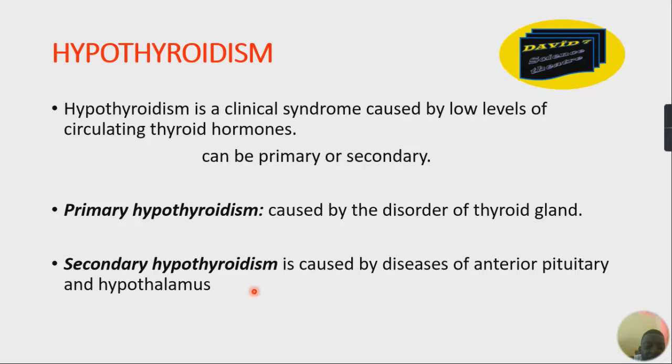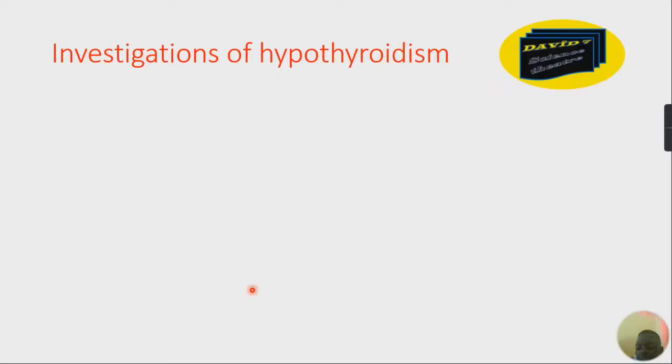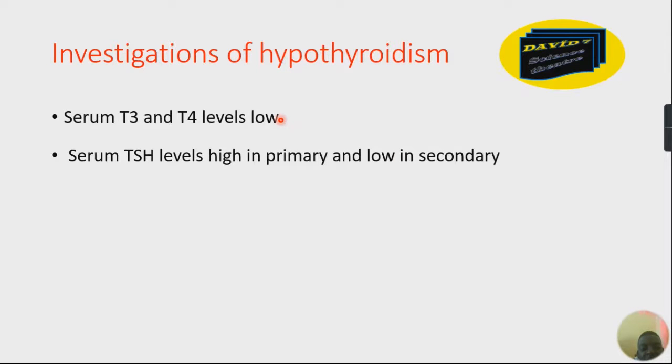Okay, that is when it is secondary. In the investigations of hypothyroidism, you'll see that the serum T3 and T4 levels are low. The serum TSH levels are high in primary hypothyroidism due to reduced negative feedback inhibition, and low in secondary. Secondary is caused by a defect in the pituitary or hypothalamus, so TSH should be low. But in primary, it will be high due to reduced negative feedback inhibition.